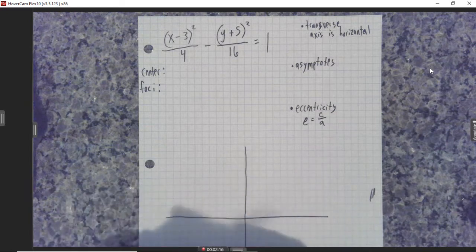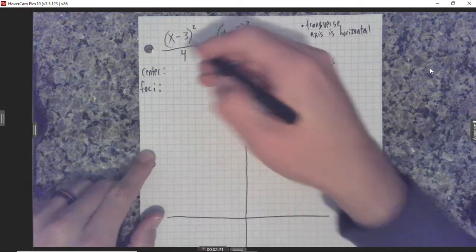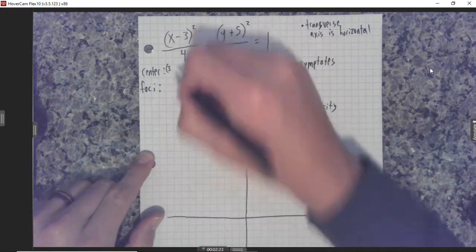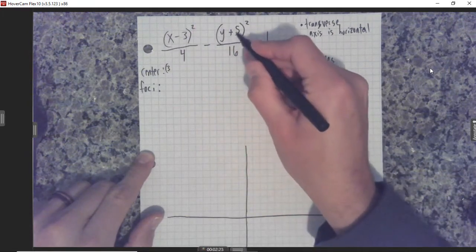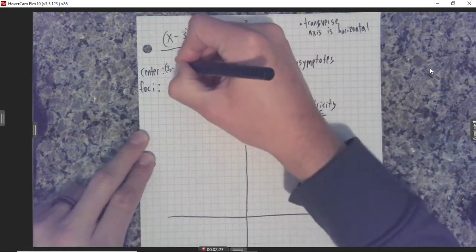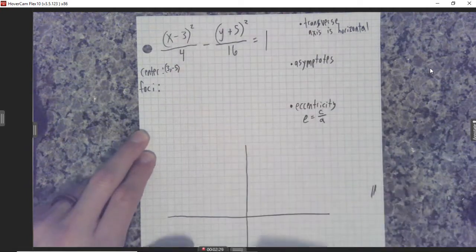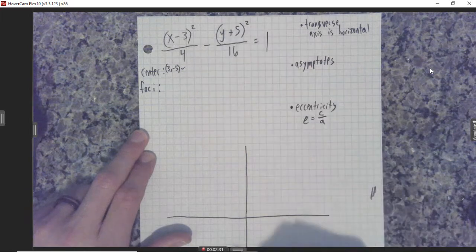All right, so let's start with our center. The center should be relatively simple. You've got your h, which is 3. You've got your k, and you're working backwards, so this is actually going to be negative 5. So we've taken care of the center.